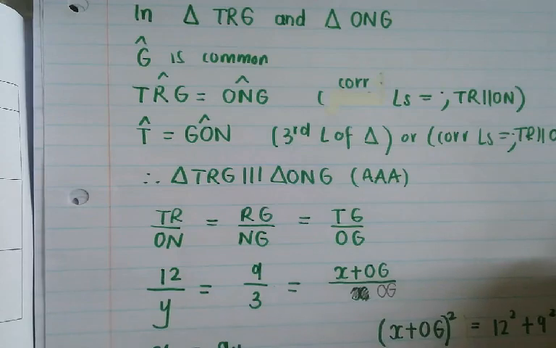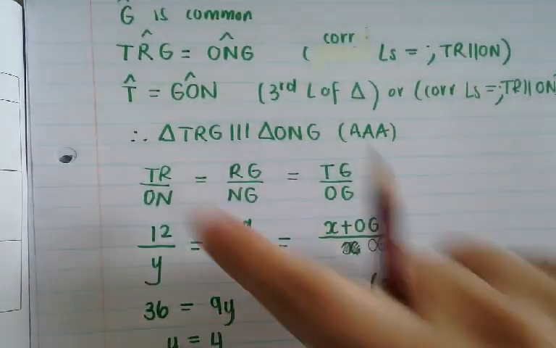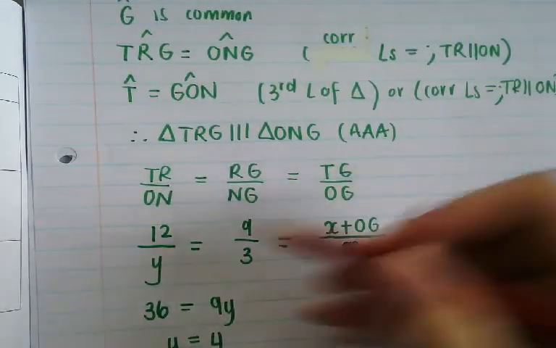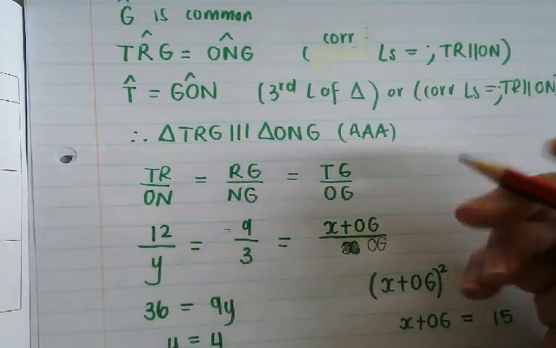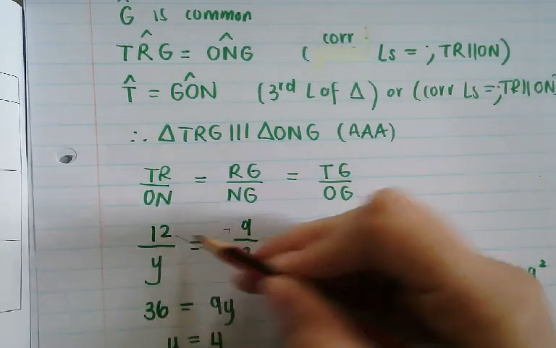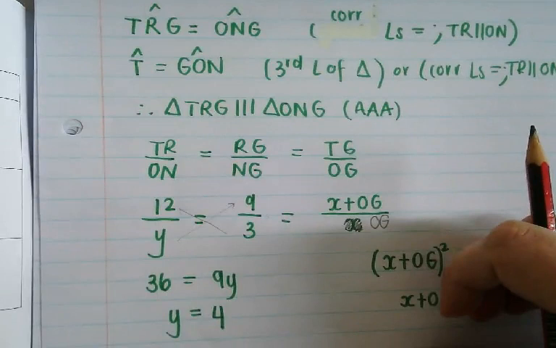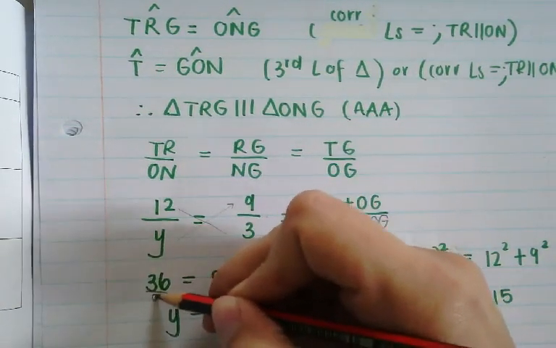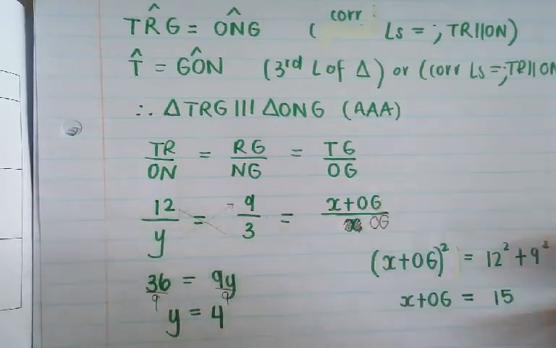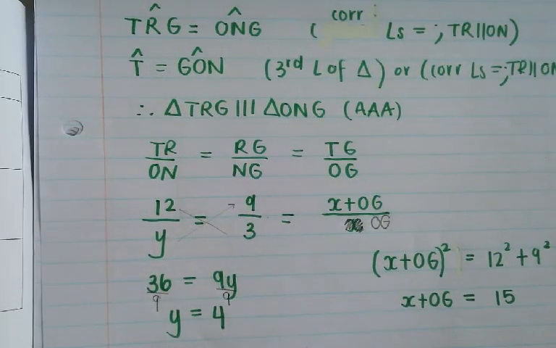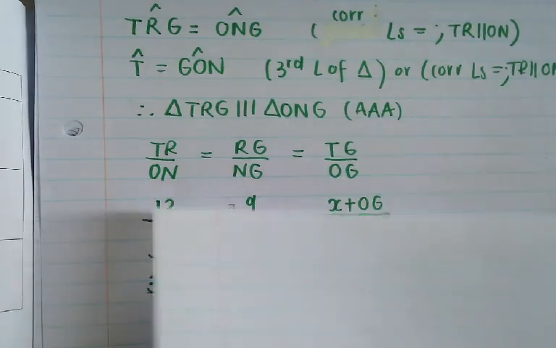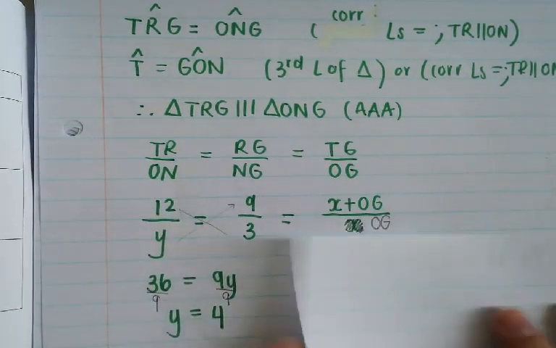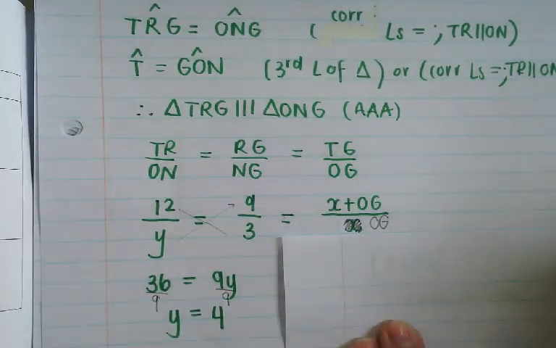Calculating y was pretty easy because we just took these 2 fractions and cross multiplied. So y times 9 is 9y and 3 times 12 is 36. Dividing both sides by 9 gives me y is equal to 4. So that's fine. Now we are going to go onto a new page, because that's obviously wrong, I was being silly, and calculate what x plus OG is.